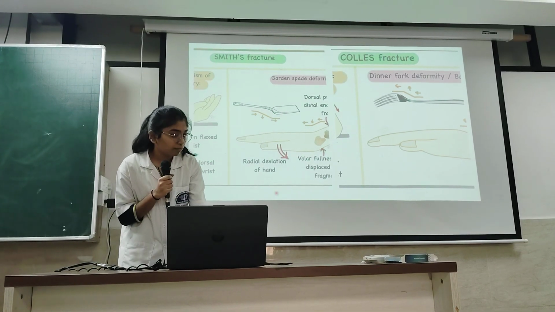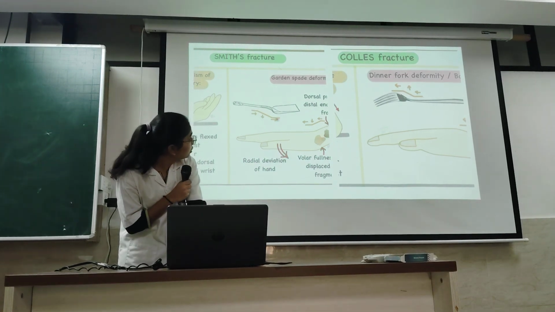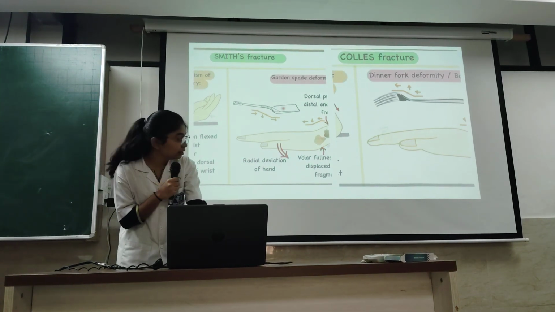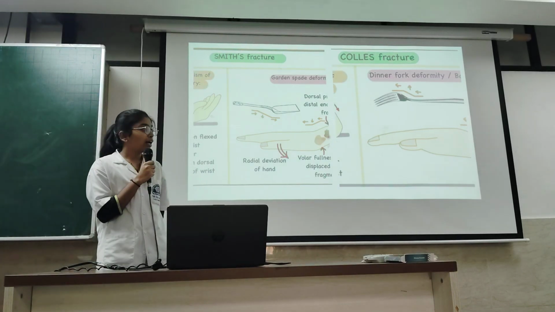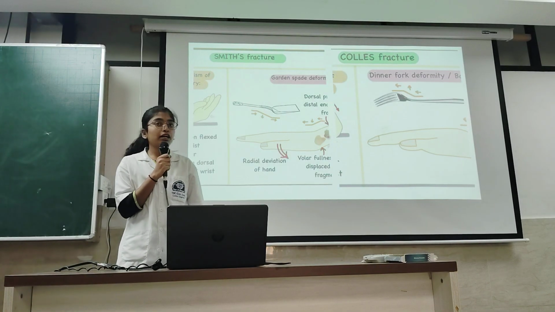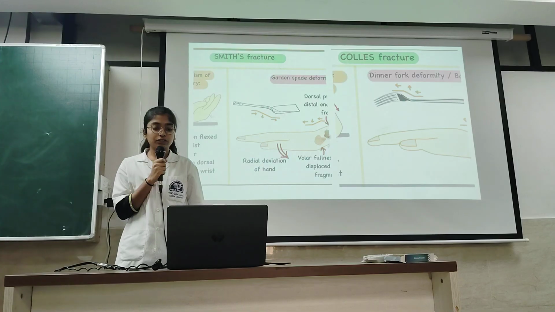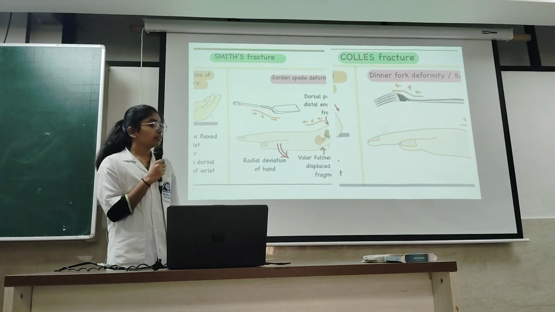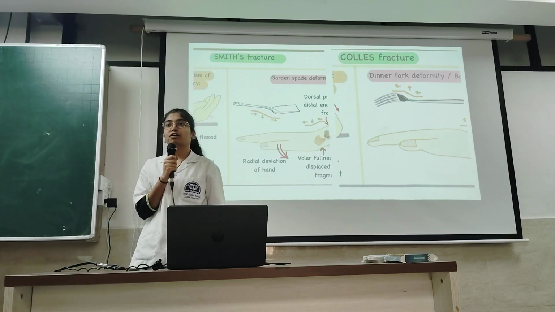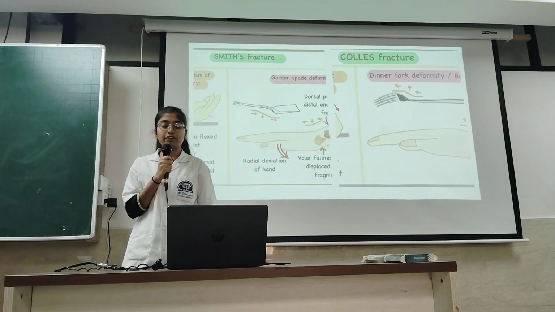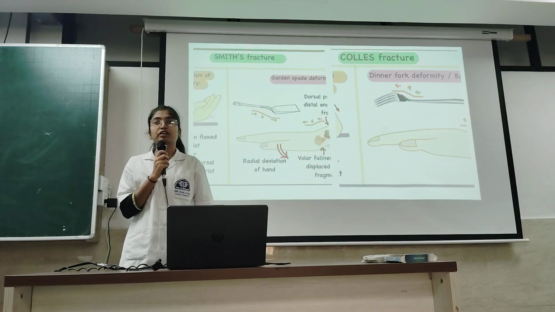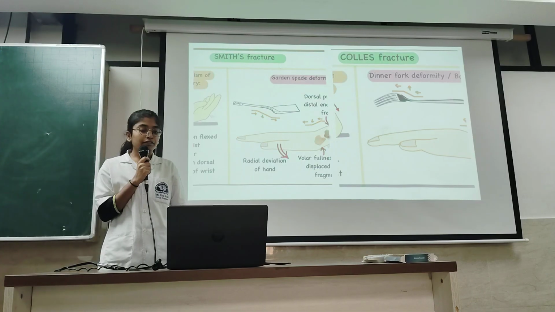In Smith's fracture, the distal fragment is displaced anteriorly, so garden spade deformity is seen, and in Colles' fracture, the distal fragment is displaced upward and backward, so the dinner fork deformity is seen. In the garden spade deformity, dorsal prominence of the proximal fragment is seen. In the dinner fork deformity, angulated deformity is seen.